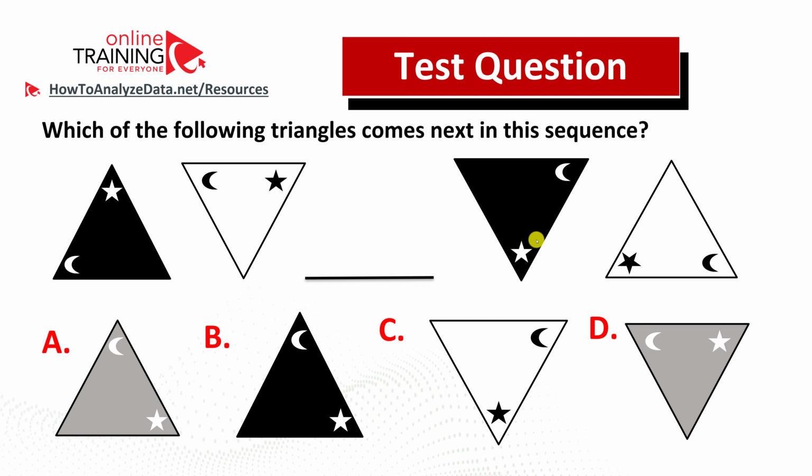Then you see moon on the top and star at the bottom. And then you see both of them, moon and the star, at the bottom of the triangle. So now let's jump to the solution.